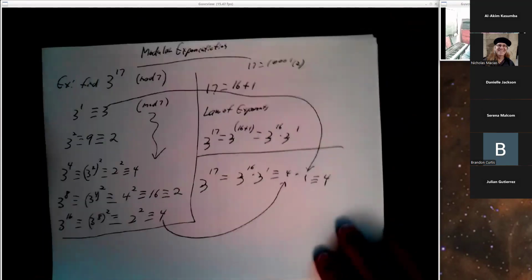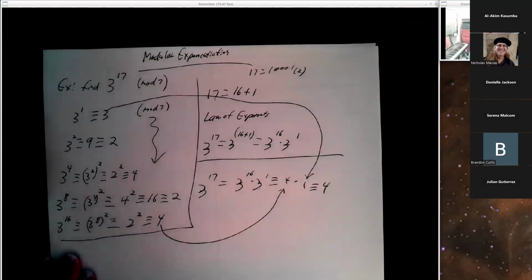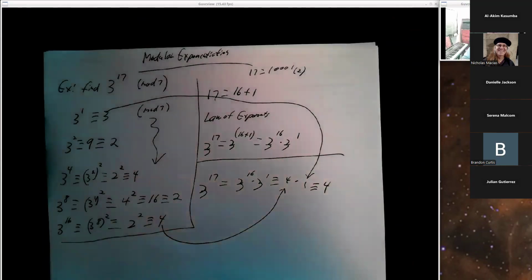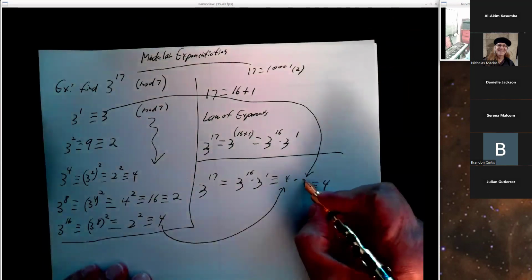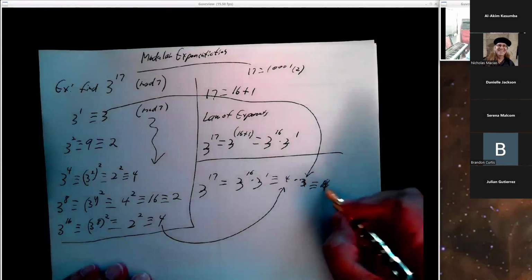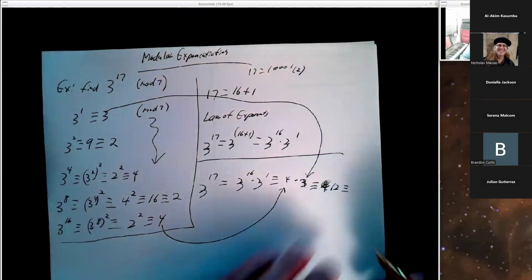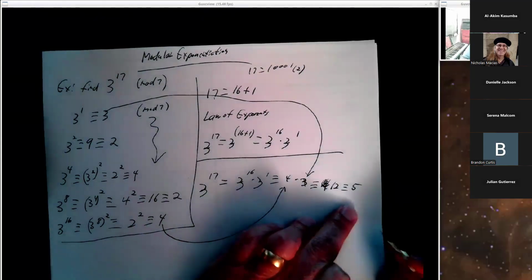So 3 to the 17th should be congruent to 4 modulo 7. Except I didn't write 4. 3 to the first is congruent to 3. My bad. 4 times 3 is congruent to 12. And what is 12 modulo 7? That's congruent to 5.